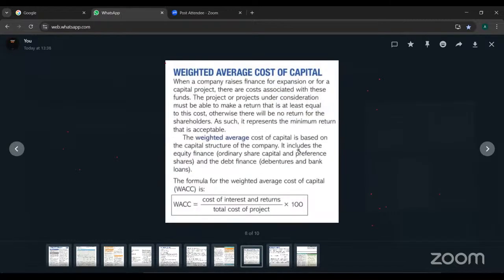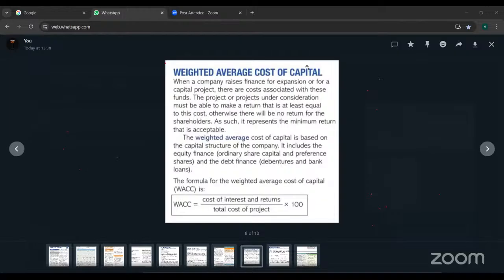Okay, so now weighted average cost of capital. When a company raises finance for expansion or for a capital project, there are costs associated with these funds. So when a company is planning to raise finance to expand their business or to invest in a project, then there are some costs associated with these funds.